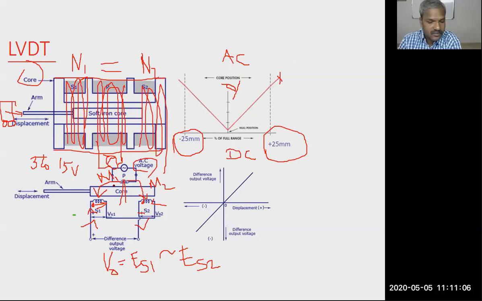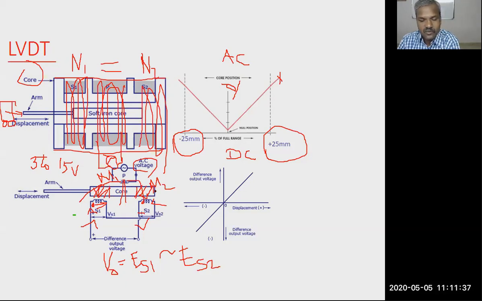The core should be very small in size. Consider the core size is like this. You forget about this part. So in the examination also, you draw this much size. This core is inside the soft iron core, right? So it should be smaller than the coil length. So very small in size.